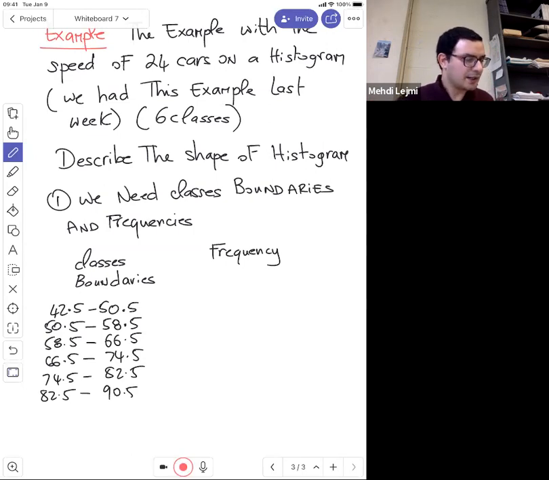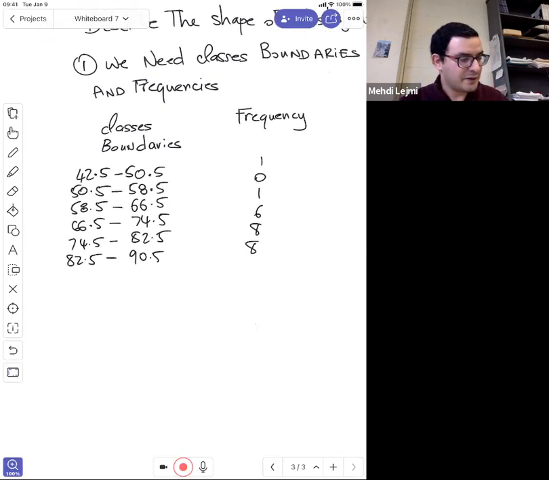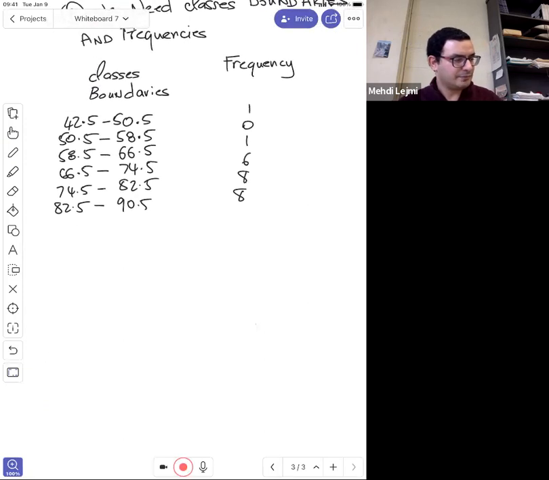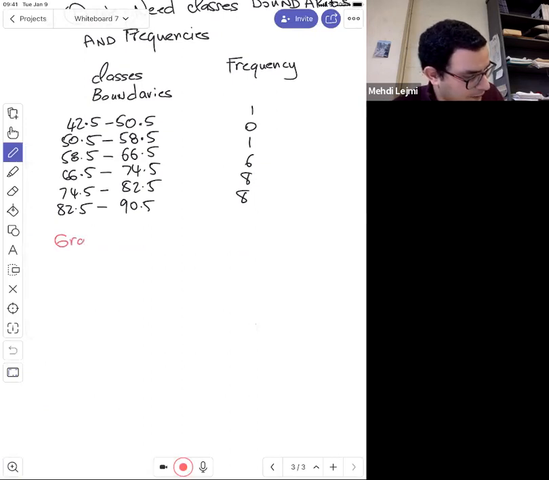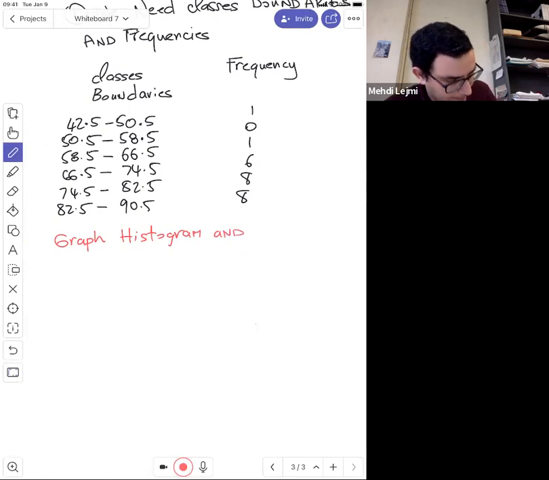That's our class boundaries, and then the frequencies we have are 1, 0, 1, if I'm not mistaken, and then 6, 8, 8, right? So these are the numbers we have: our class boundaries and frequencies. Okay, so now let me graph the histogram and describe its shape.